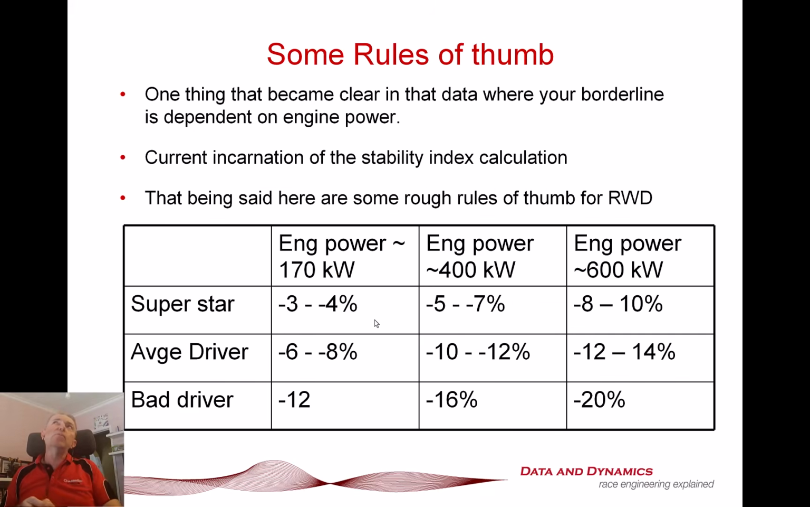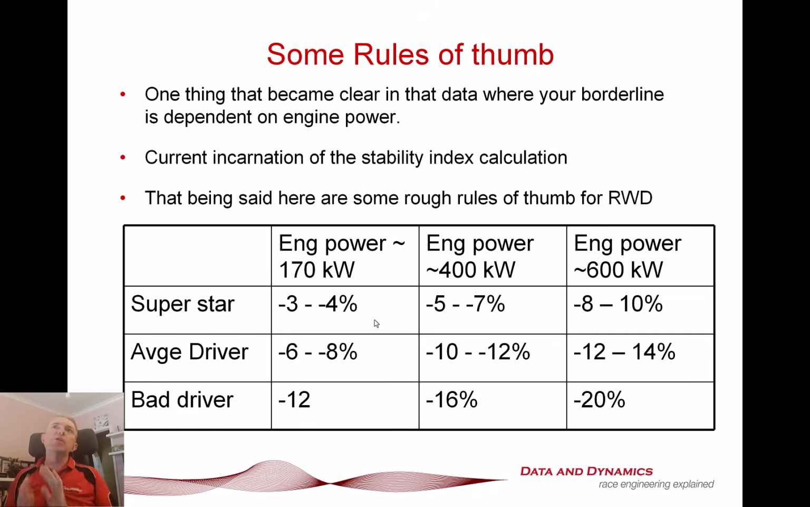Now, in terms of some rules of thumb to go by, particularly for rear-wheel drive, so we're basically tootling down the front straight. Here's where you want to be in terms of stability index, in terms of trundling down the straight. So your superstars, typically for your engine power at about 170 kilowatts, -3 to -4%. Engine power, once you go to 400 kilowatts, -5 to -7%, and your engine power is about -8 to -10%. Your average drivers are about -6 to -8%, -10 to -12%, and your bad drivers are -12, -16, and -20% respectively.